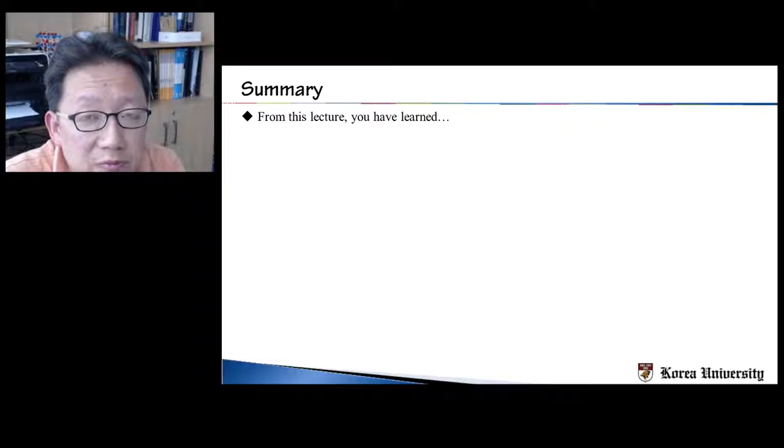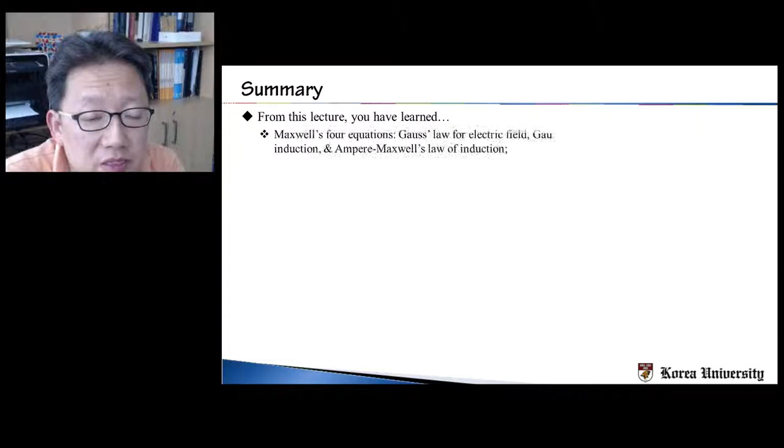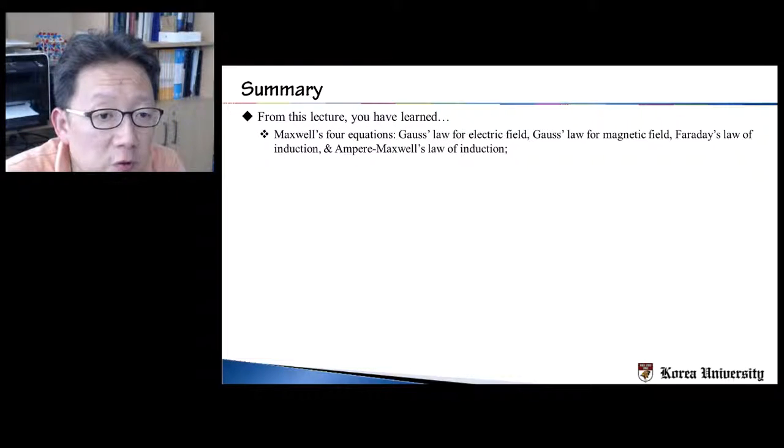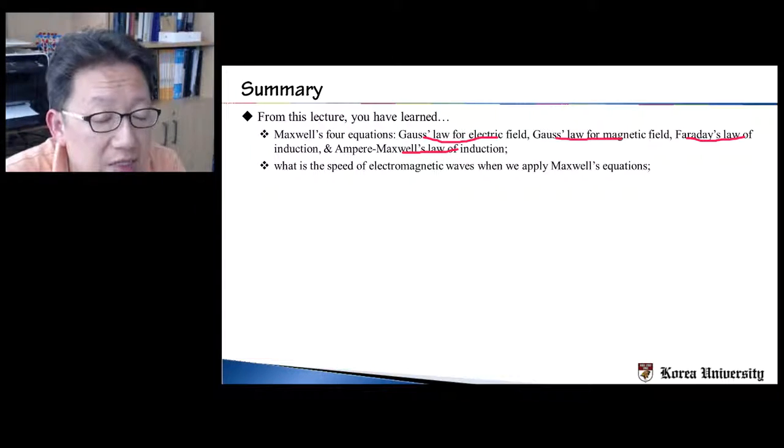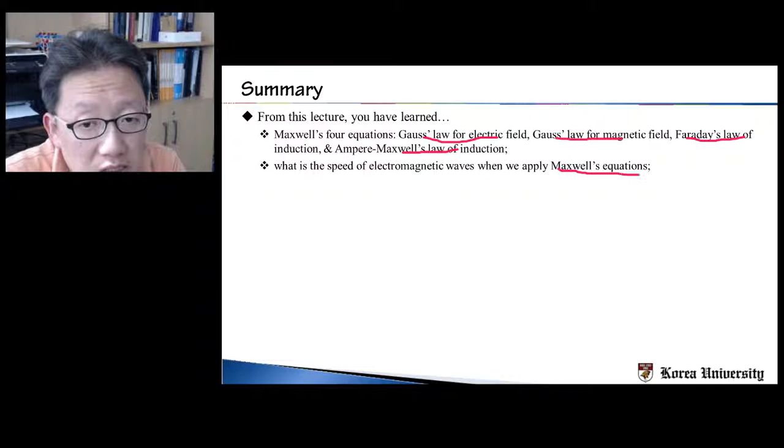Alright, like I said in the beginning, this online lecture was not very long, even when we have two chapters together. So let's make a summary of this lecture. In this lecture, you have learned four Maxwell's equations. The first one, Gauss's law for electricity, second, Gauss's law for magnetic fields, third, Faraday's law of induction, and lastly, the Ampere-Maxwell law. Then we learned what the speed of these traveling electromagnetic waves is when we use Maxwell's equations.